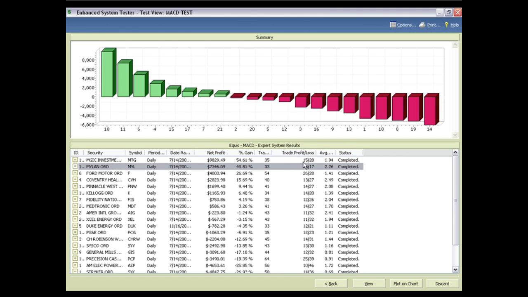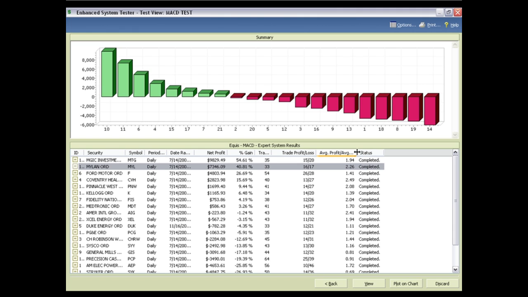percent gain, the number of trades, trade profit and loss, so I can know how many winners I had and how many losers I had, and then how much average profit or loss I had per dollar put in. Okay, so Mylan actually had the highest profit per dollar. So let's actually take a look at that one.